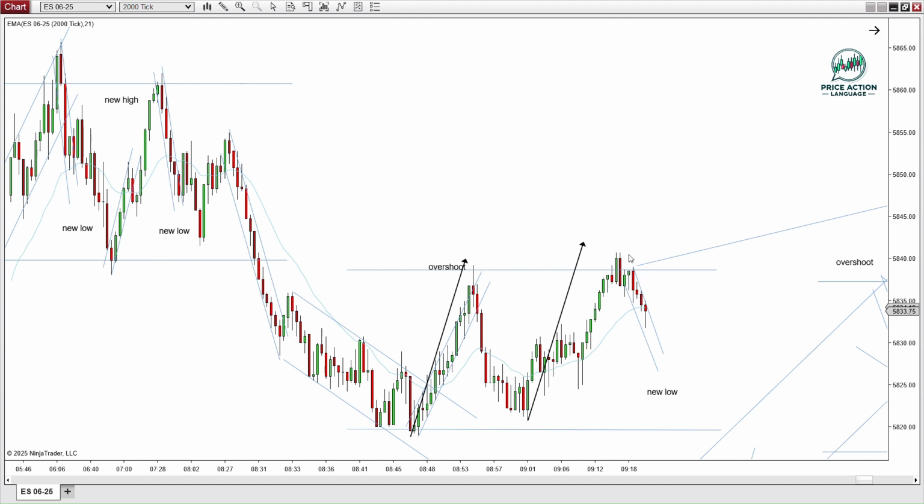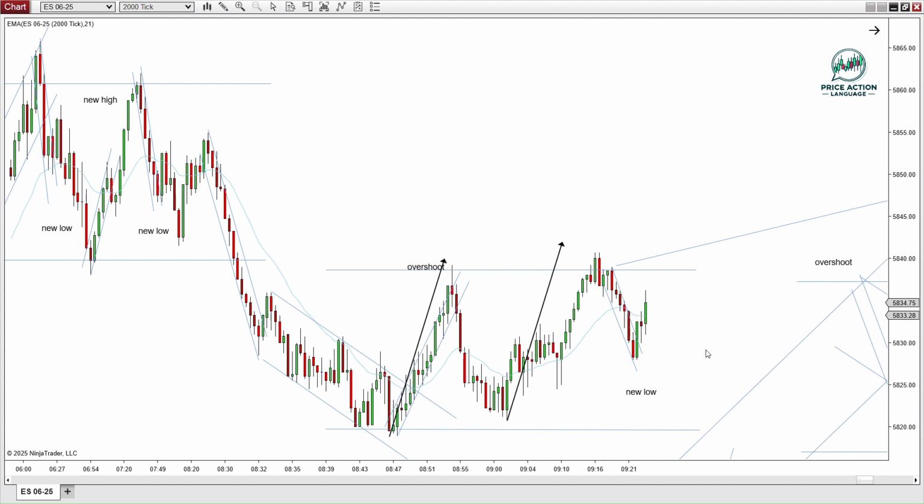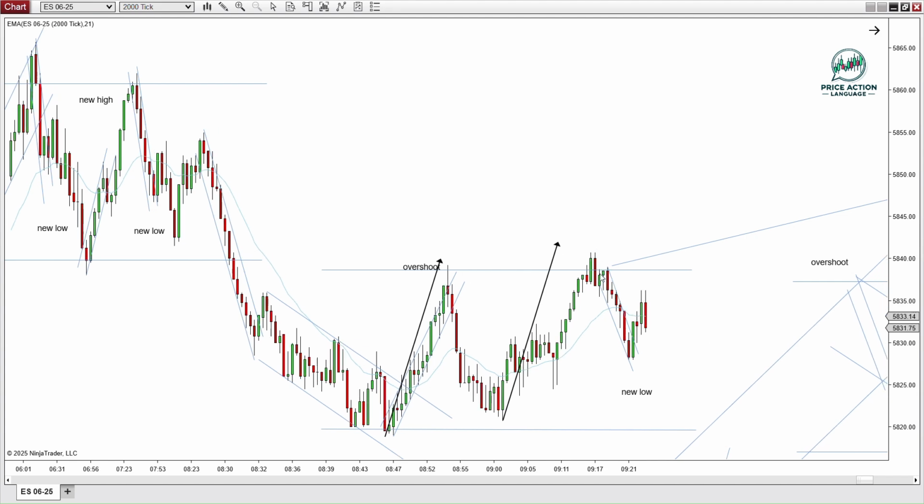So I'm thinking about some failed second entry long below the EMA, which would be a great setup to capitalize on the bears stepping back into the market at this resistance. And you can see we have a first entry long pullback, second entry long failure, which is a great high probability setup. Failed second entry long.